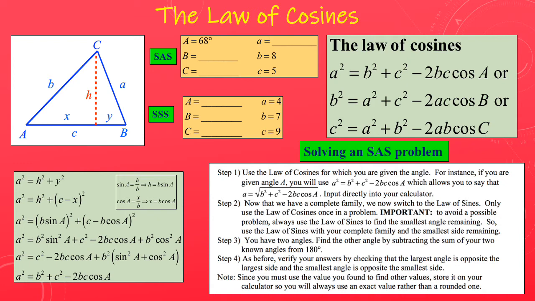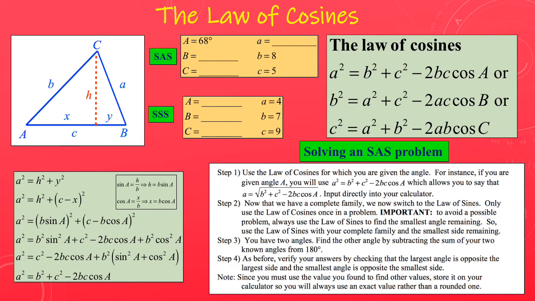Now that we have a complete family, we then can switch to the law of sines. It is advisable just to use the law of cosines once in a problem. This is important. To avoid a possible issue that we'll see later, always use the law of sines to find the smallest angle remaining. So you use the law of sines with your complete family and then the smallest side remaining. That will give us two angles, and we can easily find the other by subtracting the sum of your two known angles from 180 degrees.